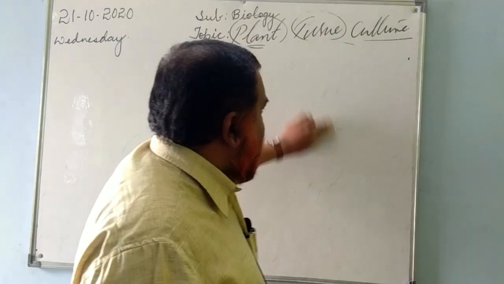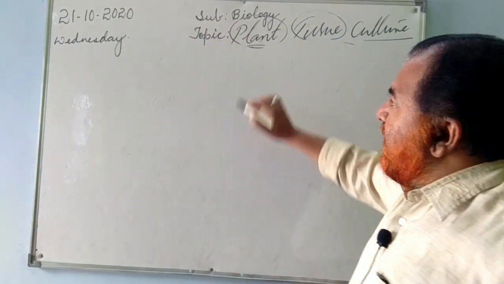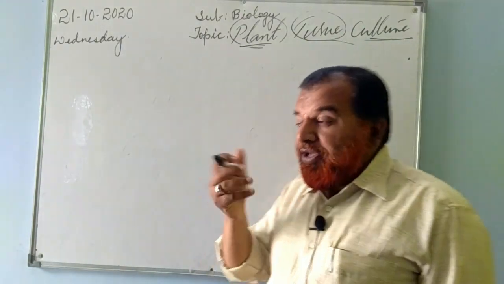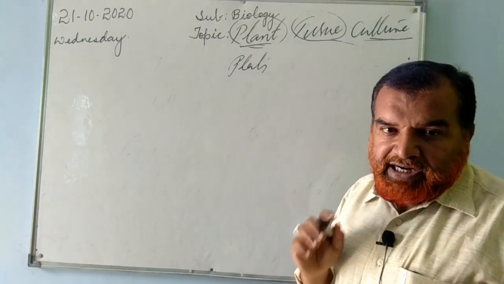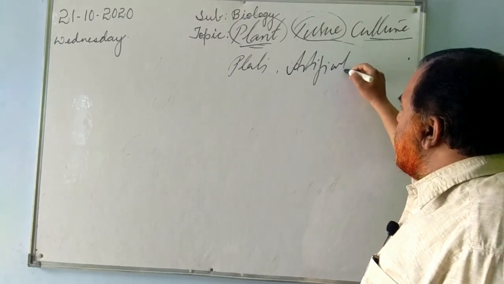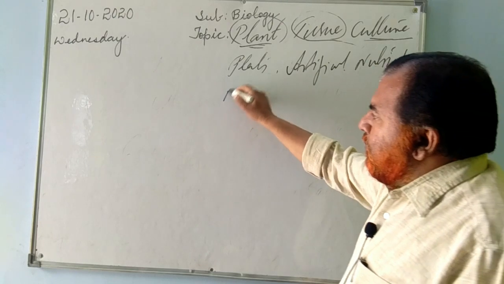I told you the definition of potency. Make a note of it. Do remember? It will be asked for 1 mark. Now what is the definition of plant tissue culture? The process of growing of plants in artificial nutrient media. What media? Nutrient media.